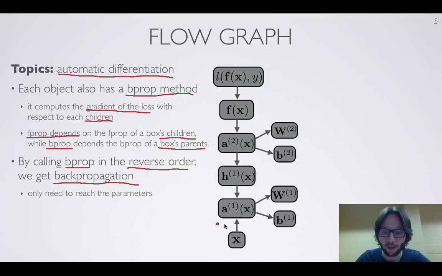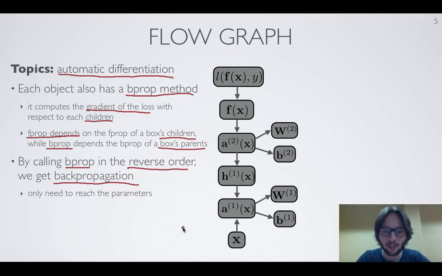We actually don't need the gradient with respect to x because we're only interested in updating the values of the parameters. So for that reason, we don't actually need to continue in that part of the graph. We don't need to compute the gradient with respect to x because for performing backpropagation and training the neural network, we don't need it.